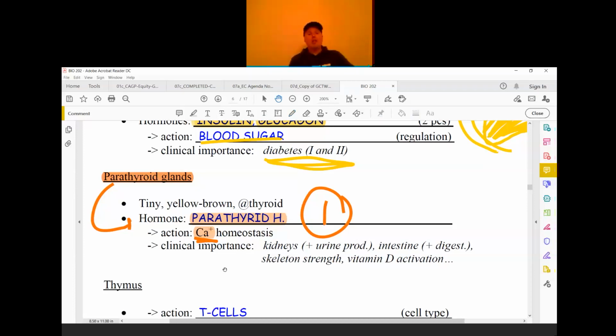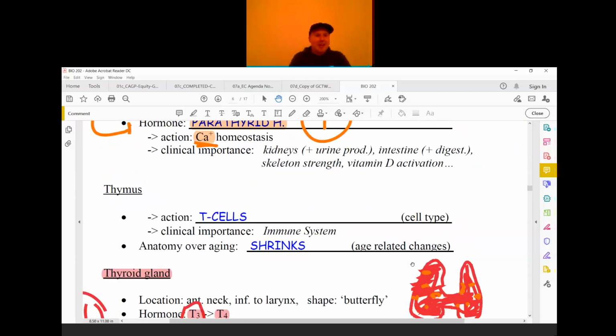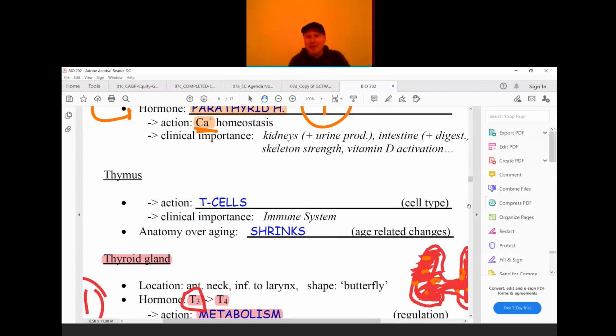So there's a lot to do with that. Some of the examples I've listed there: urine production, kidneys, intestines, digestion, not surprisingly the skeletal system, and also vitamin D activation. But just know at this point that these parathyroid glands are located on the thyroid gland and play a role in calcium homeostasis. Well, that brings us to talk about the thymus.